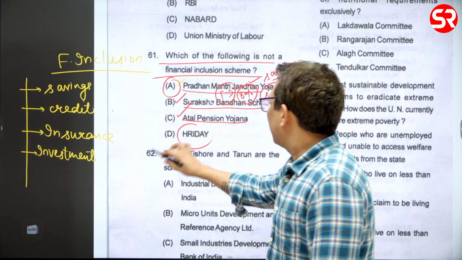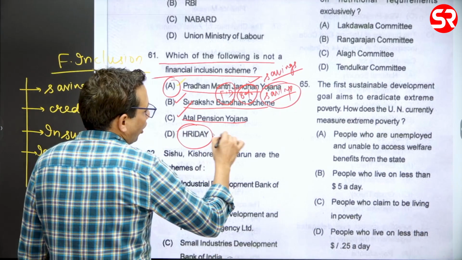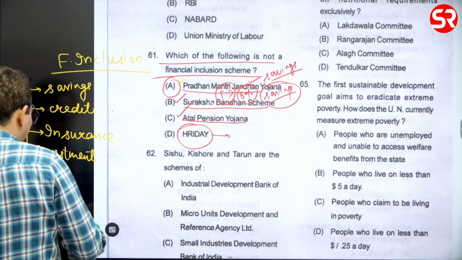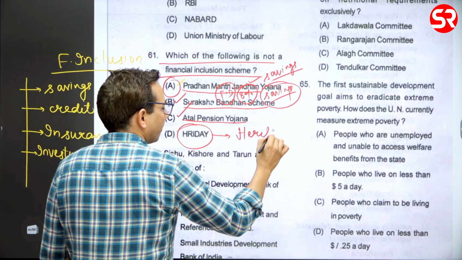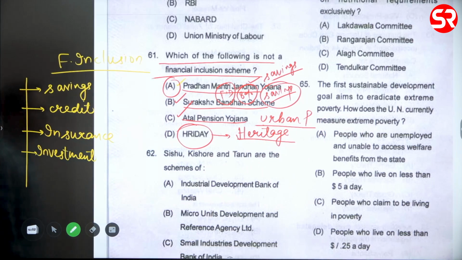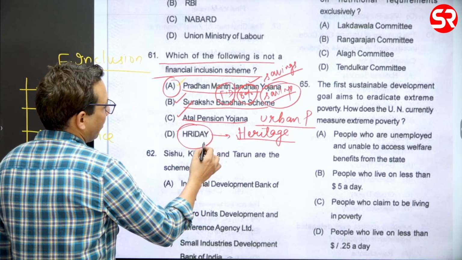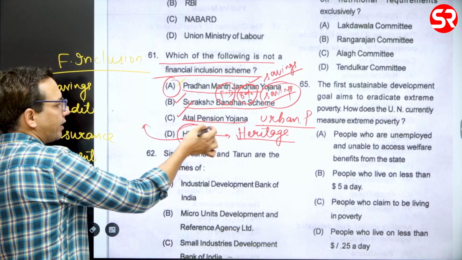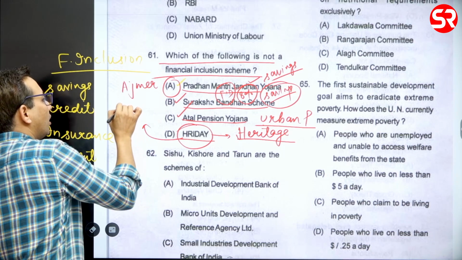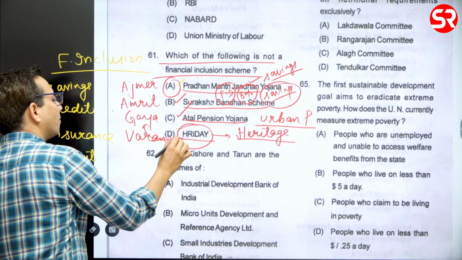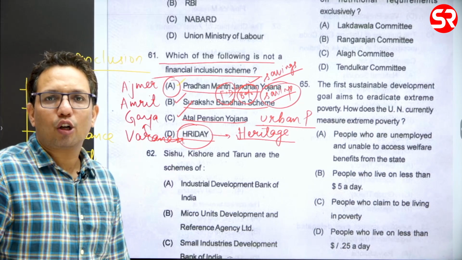But if I talk about Hridaya, it was brought for the augmentation of heritage cities, for the improvement of economic growth and urban planning. The Hridaya scheme focused on urban planning and economic growth of heritage cities. Basically, it is the Heritage City Development and Augmentation Yojana. Examples of cities covered under Hridaya are Ajmer, Amritsar, Gaya, and Varanasi. So the Hridaya scheme was brought for the urban improvement of these cities.